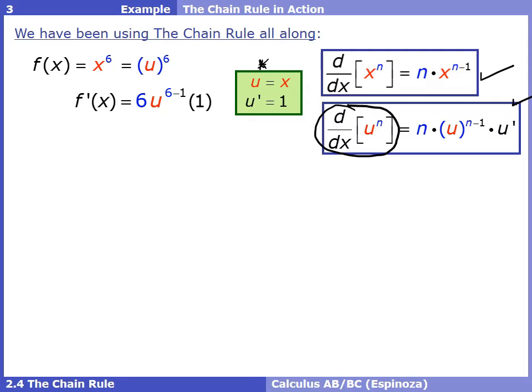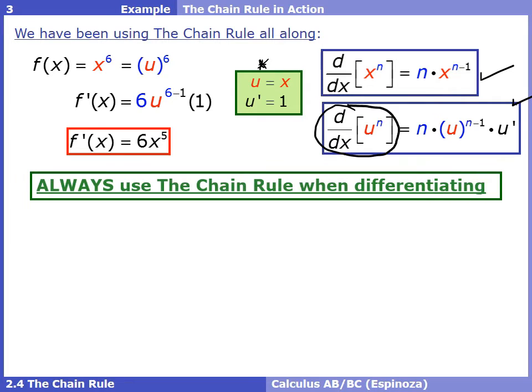So we have 6. If you recall from our little u box on the side, we called u x, so we can plug that back in. And when you plug that back in, we get the answer we already knew. The derivative of x to the 6th is 6x to the 5th. All I did was apply this longer process, so to speak, of the chain rule.